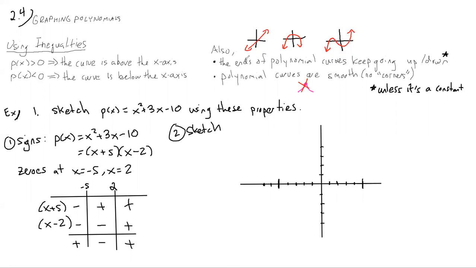So you might want to break this into sub-steps. Maybe I'll start by sketching the zeros first. Those are at x equals negative 5 and x equals 2. So that's going to give us points at negative 5, 0 and 2, 0. And then what I could do is draw a positive region. Maybe I'll do that in blue.